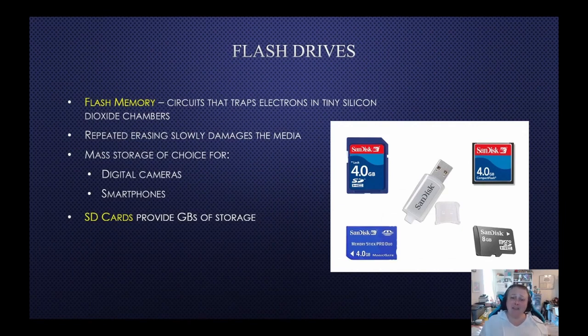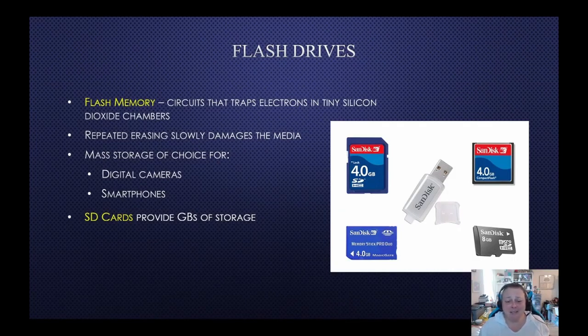The last kind of memory that we're going to look at when we talk about the mass media is flash memory. And these flash memories are traditionally very small. They're going to be circuits that are built into very, very small chambers. You can write to them and erase them multiple times. So think cameras, think smartphones. These are kind of the main choices for those.